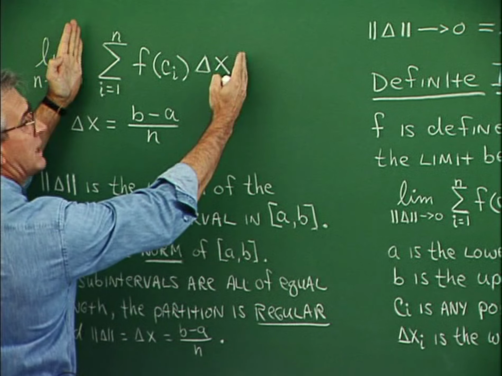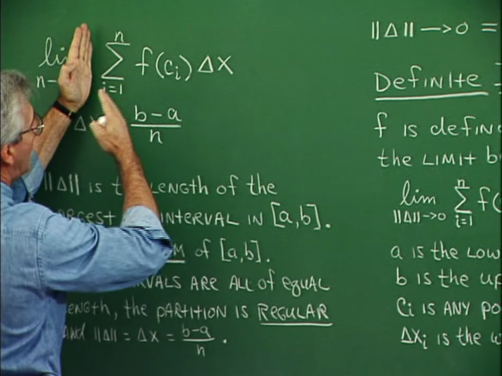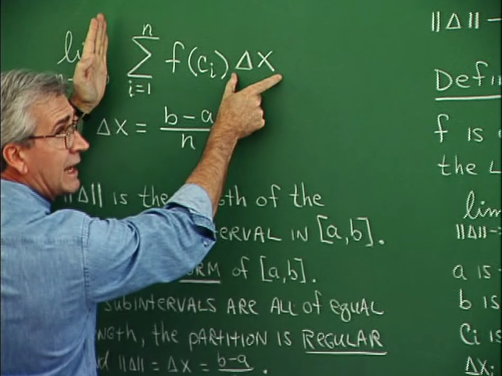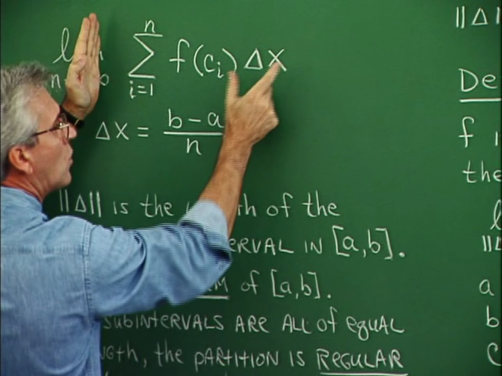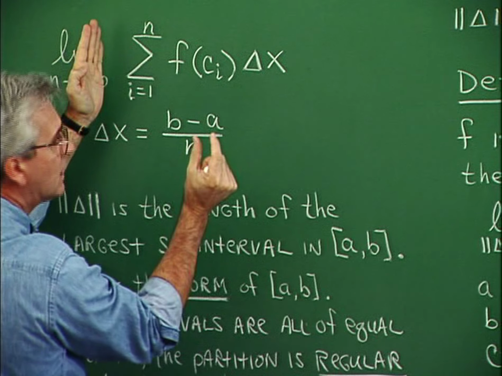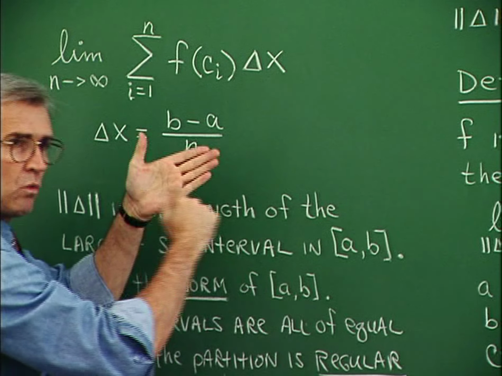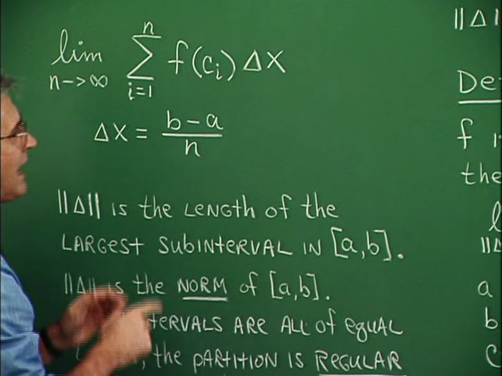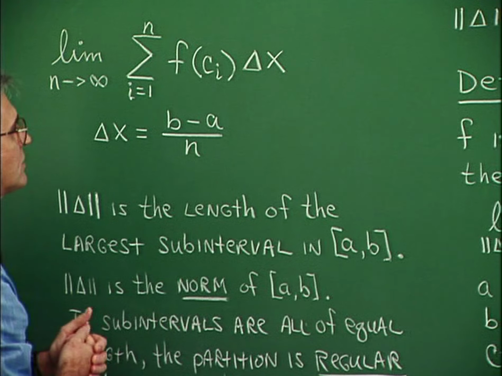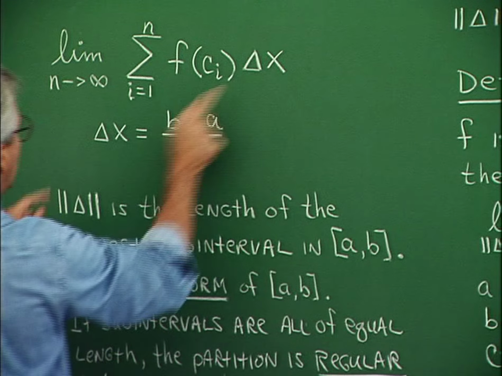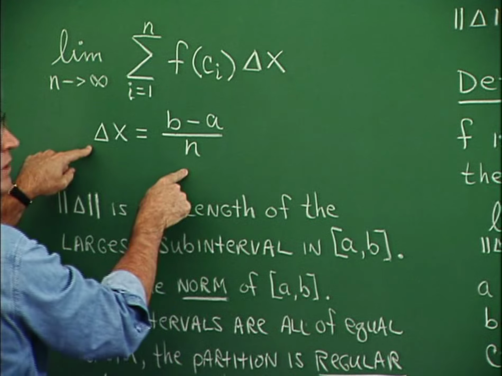This sum is a Riemann sum, but it's a rather special case of it because of the delta x here. Remember, delta x was the width of each of the rectangles we were talking about, and the delta x value was the same for every one of those rectangles, and that restriction is just unnecessary. Incidentally, the delta x was figured as (b minus a) over n.